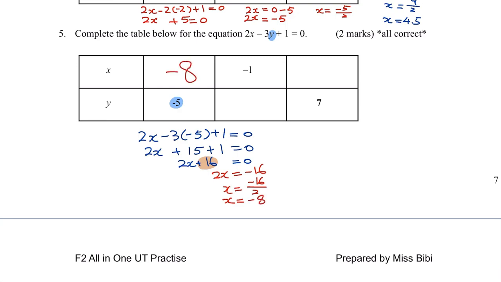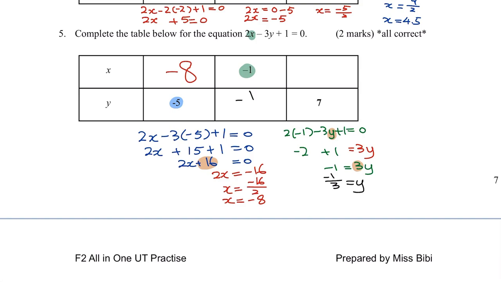Okay. How about the next one? X is negative 1 this time. So x, replace it by negative 1. Let's do that. 2 times negative 1 minus 3y plus 1 equals 0. And because the unknown that you have to find this time is y, and that is having a negative sign in front, you give it to the other side. And all the other things just keep there. 2 times negative 1 is negative 2 plus 1. And then now you don't need this 3 as well, so it's multiplied here. So if you go to the other side, it will be divided. Yes, so that's your answer for y.